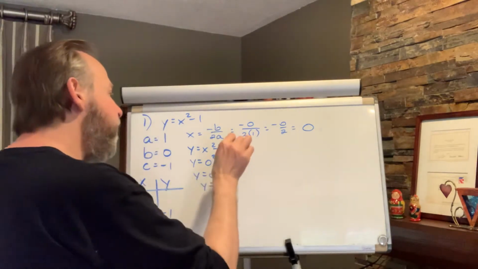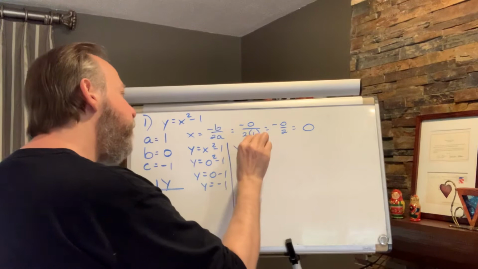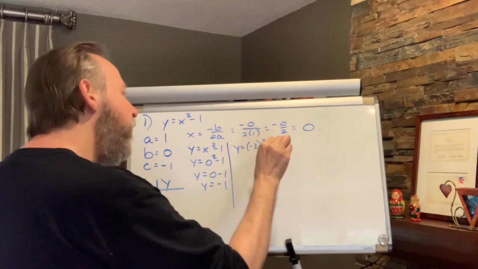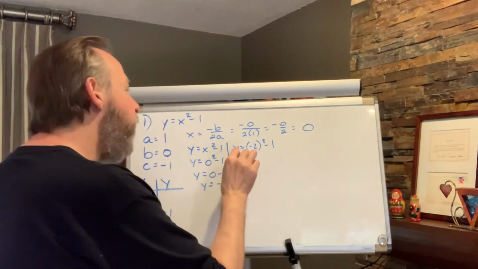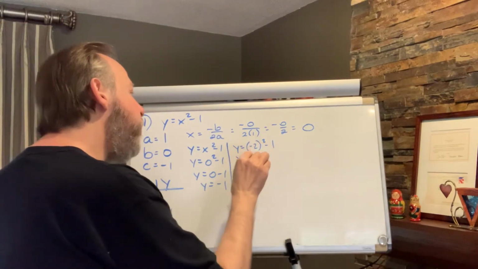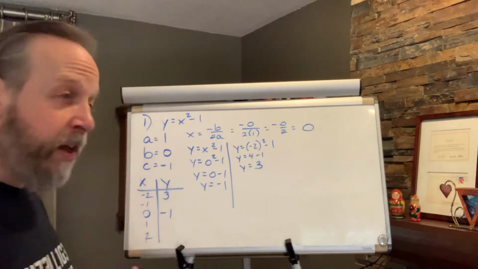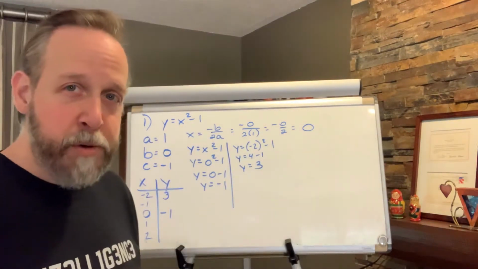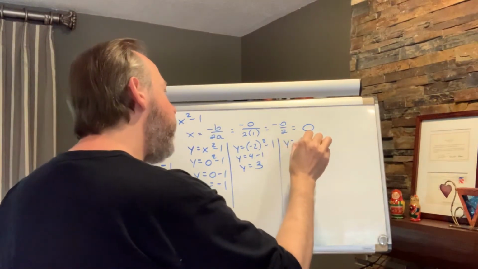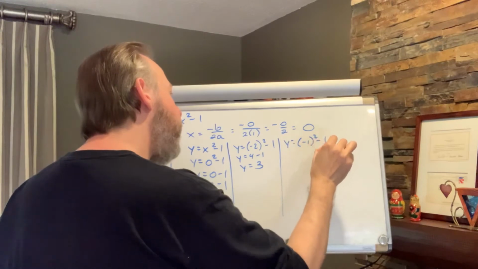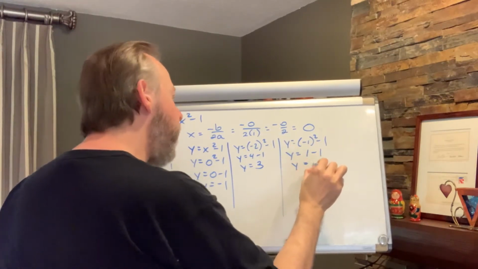So we have to plug them in to solve for each one. Negative 2 goes first. Use parentheses very carefully. When negative numbers are squared, they become positive. So that's going to be positive 4 minus 1, which is 3. So the input of negative 2 has an output of 3. Let's use negative 1 now. So y equals negative 1 quantity squared minus 1. That's 1 minus 1, which is 0.